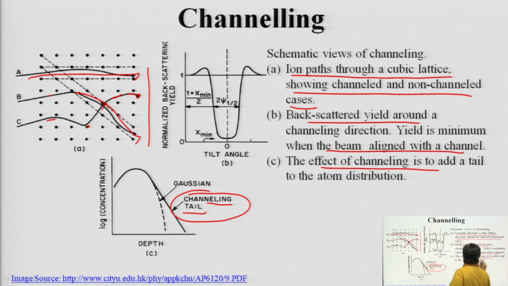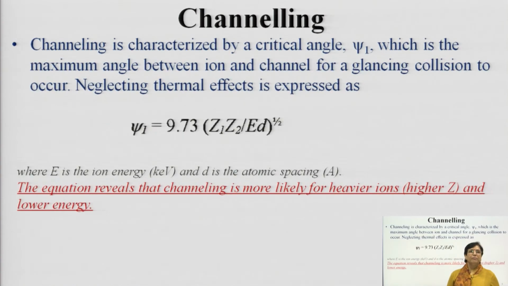The effect of channeling is now here. The third is the effect of channeling, which has added extra depth, or an extra profile, to it, and that is leading to what we call tail channeling. This is the normal Gaussian profile, but here, because of the backscattering and the channeling, you have effective channeling because of the collision, which has added a tail to the diffusion profile.